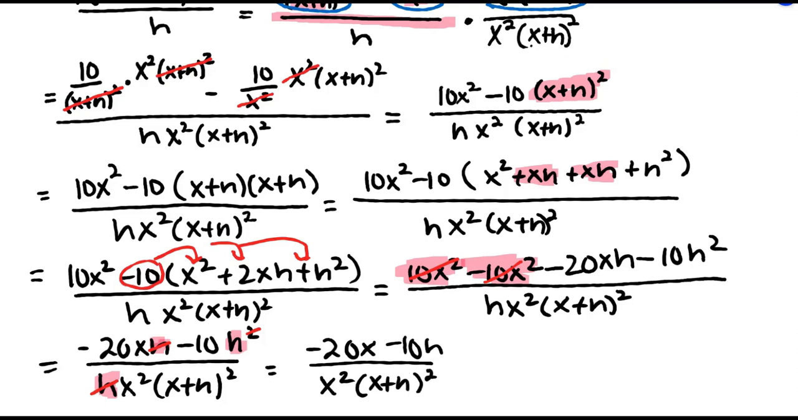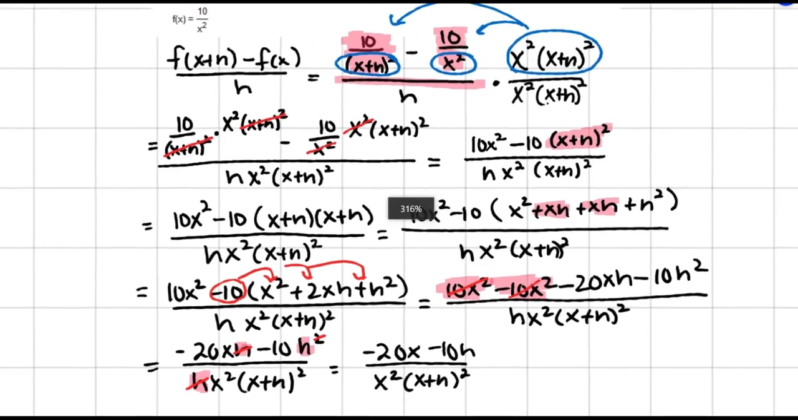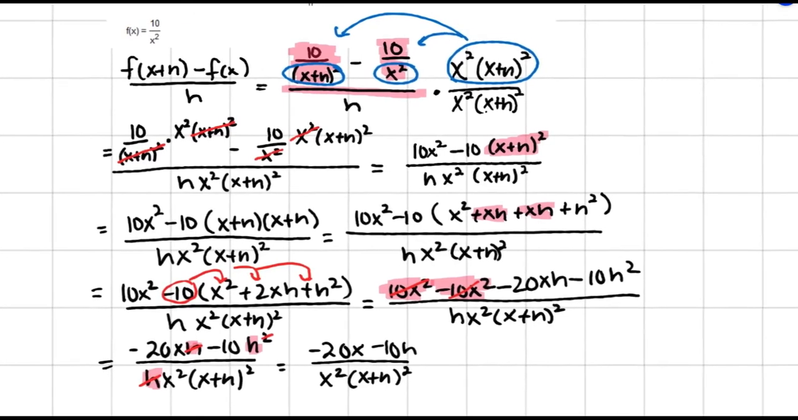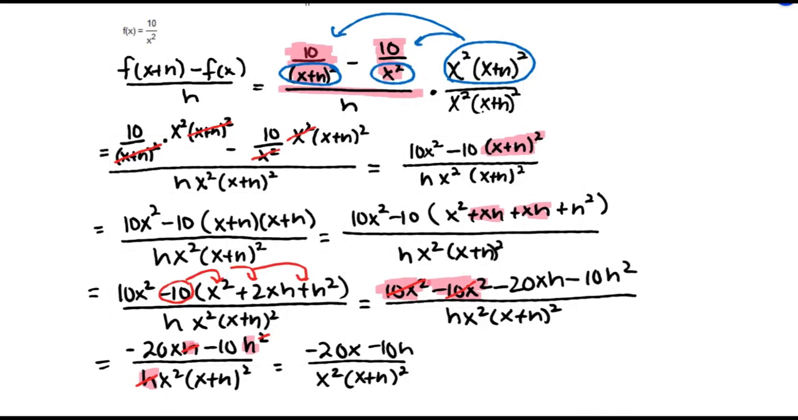So the difference quotient for 10 over x squared is negative 20x minus 10h over x squared times x plus h squared.